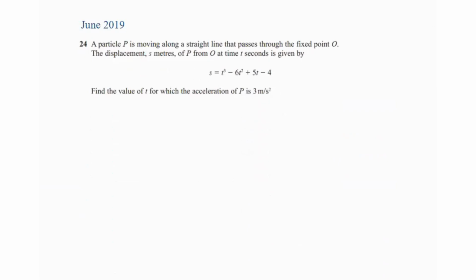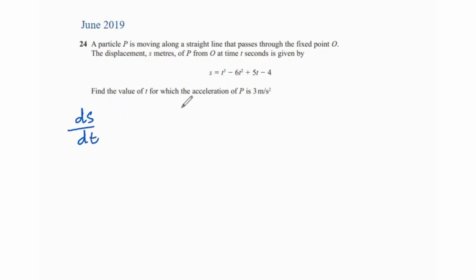Then the next question says that a particle P is moving along a straight line that passes through the fixed point O. The displacement S meters of P from O at time t seconds is given by S equals t cubed minus 6t squared plus 5t minus 4. Find the value of t for which the acceleration of P is 3 meters per second squared. Similar question to the last one, but as you can see in this case, they're not saying that the motion is reversing for the particle. Over here, they've just given you the displacement equation and they have given you acceleration. All they want you to do is find the time at which that acceleration is taking place.